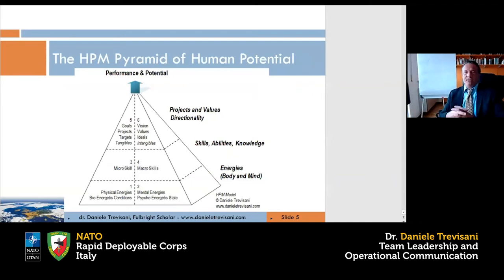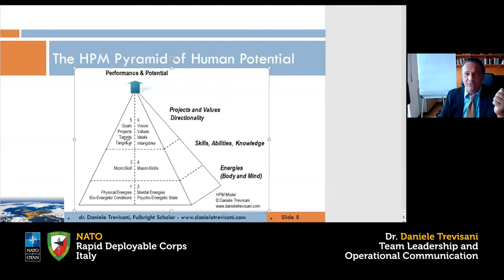Then we see the HPM pyramid of human potential, and understanding this model is really important for our purpose. The model is defined in six cells, where cell one is the physical energies of a team member or the leader. Two is the mental energies area, so motivation, the so-called psychoenergetic state. Three is the micro skills. Four, macro skills. So three is the ability in managing details, and four is the ability in managing the big picture of a situation.